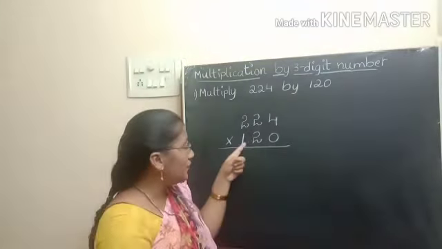0 plus 0 plus 0. Nothing is here, so simply write 0. 0 plus 8 is 8 only. 8 plus 0 is also 8. Next, 0 plus 4 is 4. 4 plus 4 is 8.